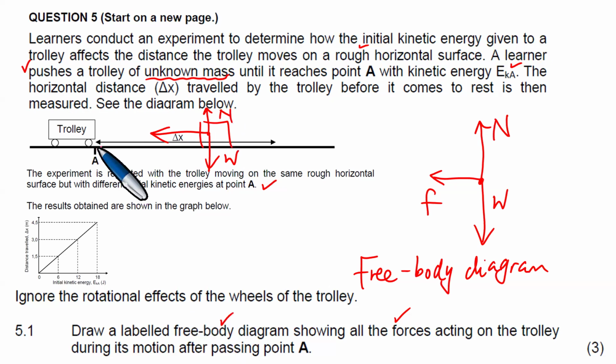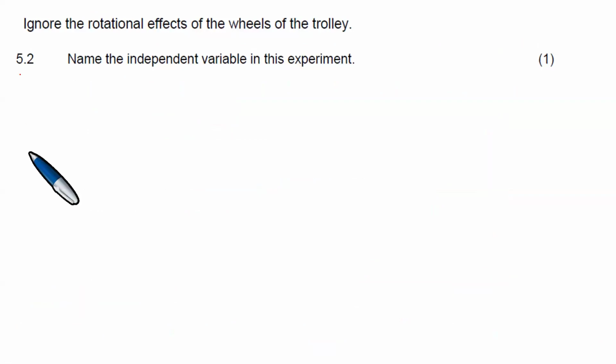But remember, by the time it passes point A, no one is pushing it. They just gave it energy in motion. They just gave it kinetic energy, EKA, and it just continues moving like that. Obviously, you understand that this trolley has some wheels. No question. In the absence of a question, we move on to the next point.